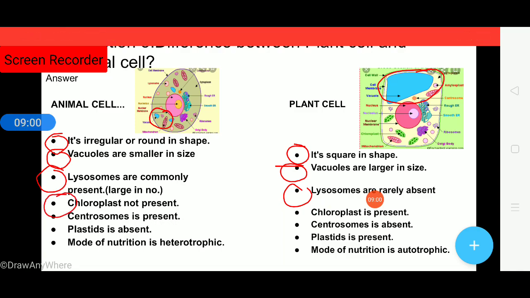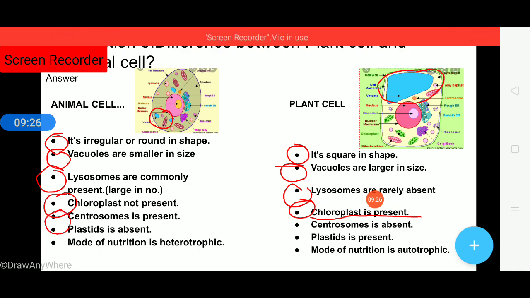Now the fourth point: in animal cell, chloroplast is not present. Of course chloroplast will not be present because it does not have any chlorophyll, and the photosynthesis process is not done by the animal cell. But in the case of plant cell, chloroplast is present because the photosynthesis process is done by the plant cell.